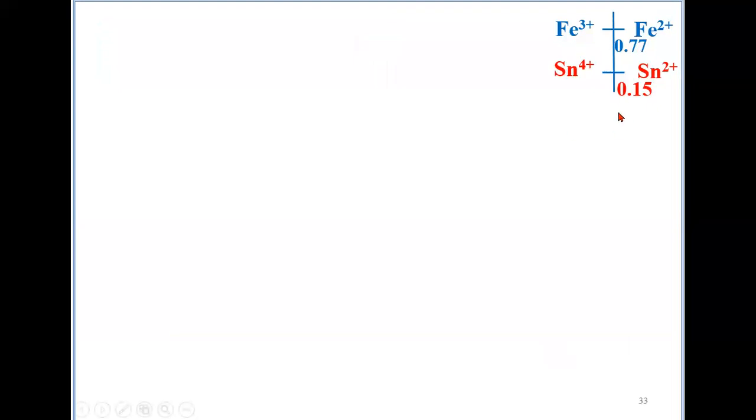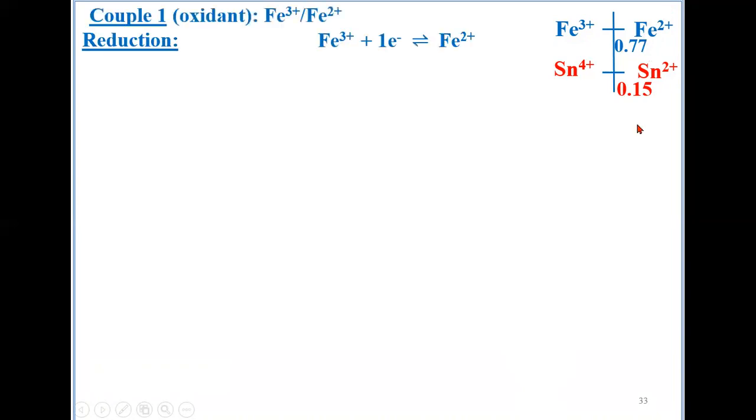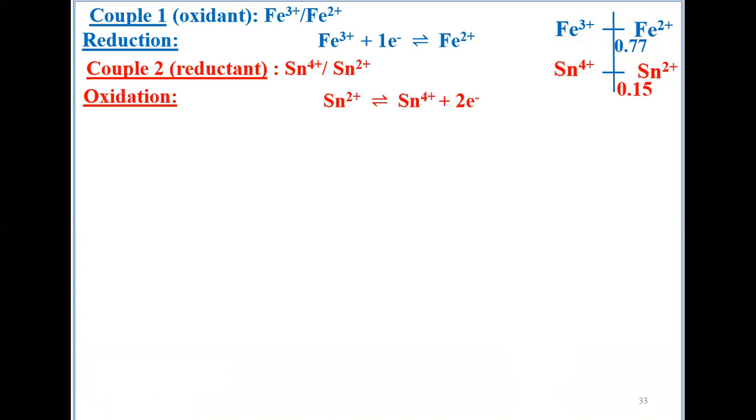And we are in non-standard conditions, yet I put here the Fe couple and the tin couple in their E naught form. Am I right away allowed to do that? The idea is no, I am not, okay? Because you have to correct for the E naughts. So you can't right away just decide that the Fe will undergo reduction and the tin will undergo oxidation because it has a lower E0 value, and Fe has a higher E0 value. I can't say that immediately.